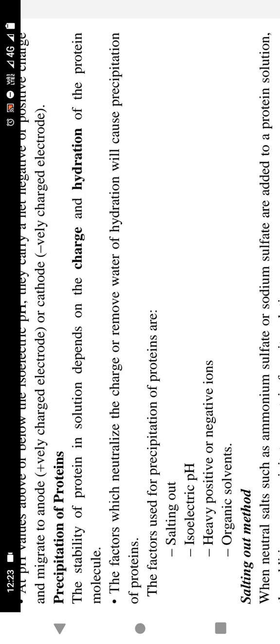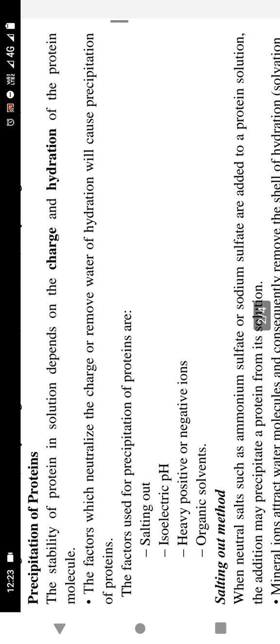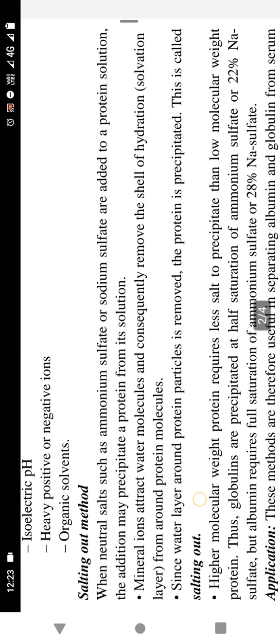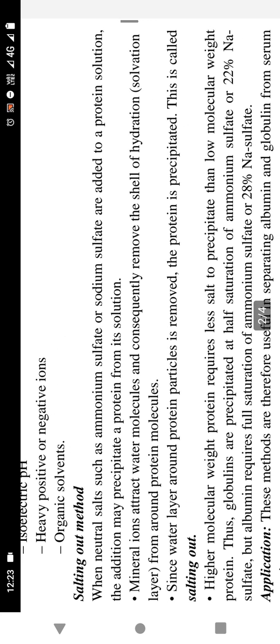Next, isoelectric pH: a particular pH is applied to the protein mixture so the proteins are precipitated. Then heavy metals are used, and organic solvents are applied to precipitate the protein. First, the salting out method. Neutral salts such as ammonium sulfate and sodium sulfate precipitate the protein. Mineral ions attract water molecules and remove the shell of hydration, so the protein molecules are precipitated.